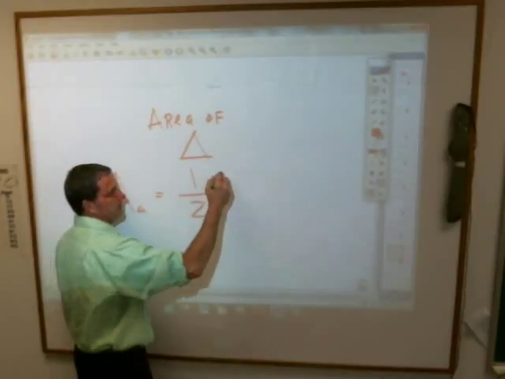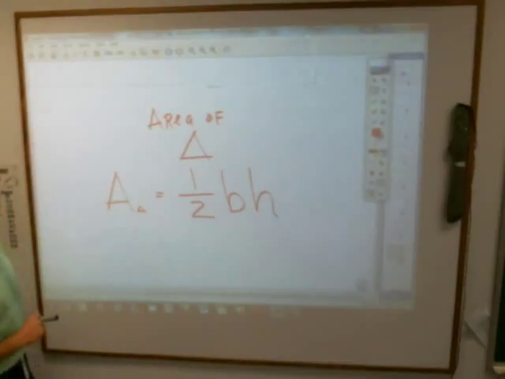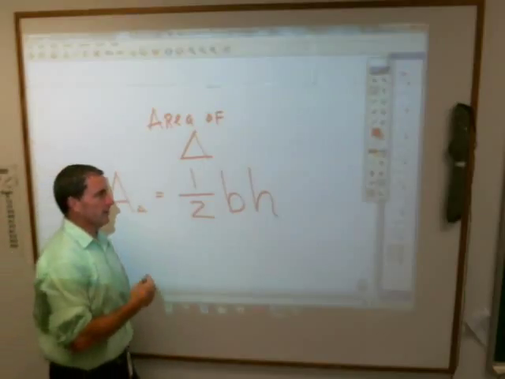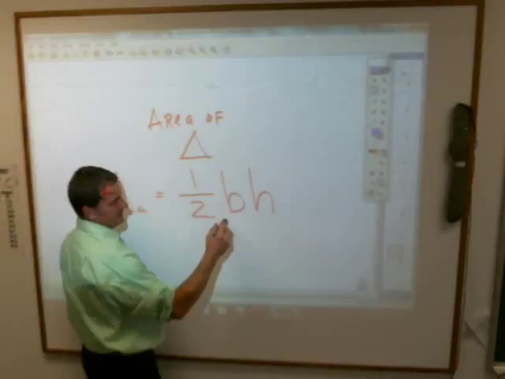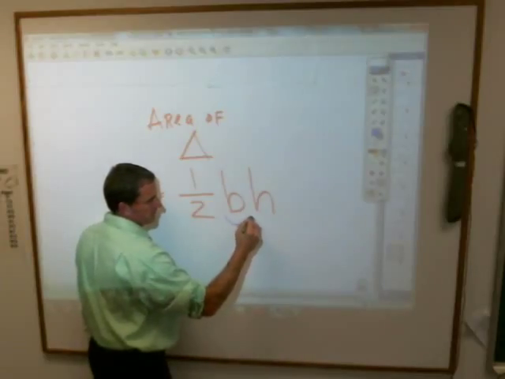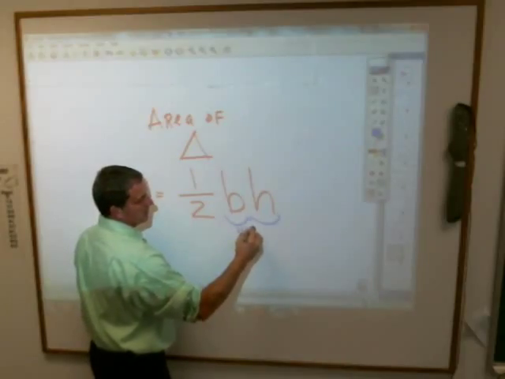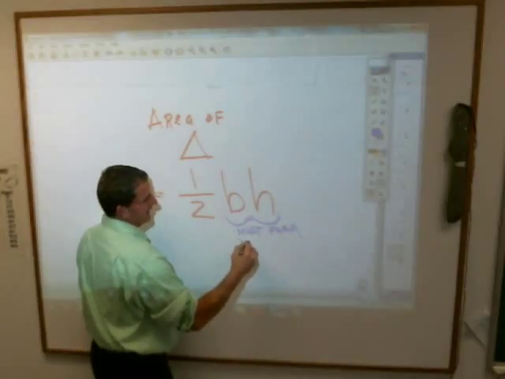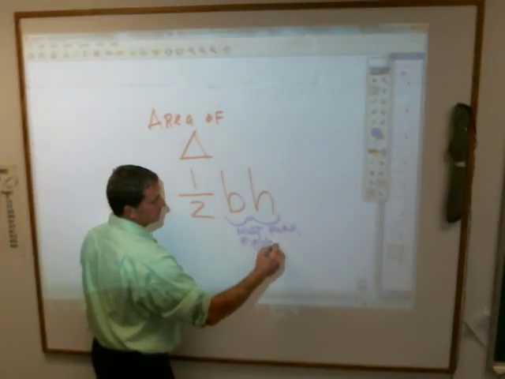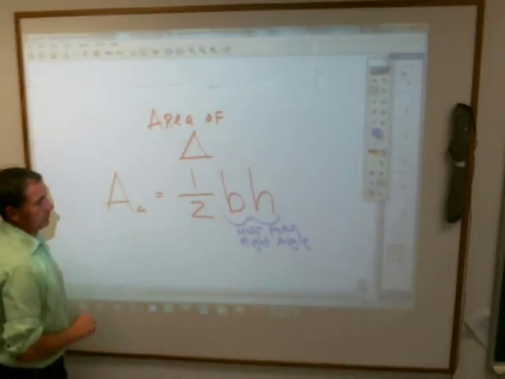1/2 of base times height. It would work the way that Mandy said it. You could take half of the height and multiply it by base, but this is how we write it out. And it's very important that you realize this, children of all ages. The base and the height must form a right angle.